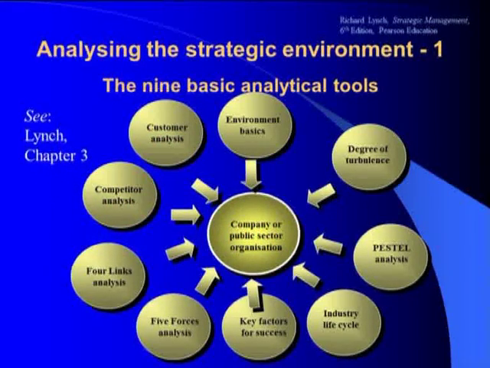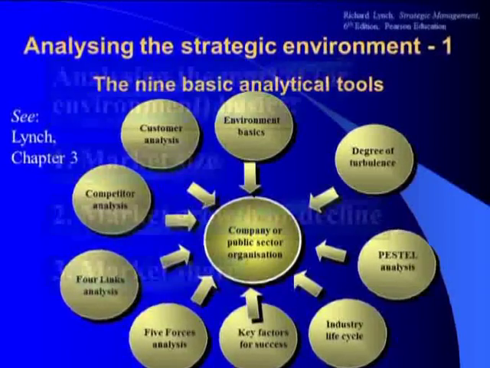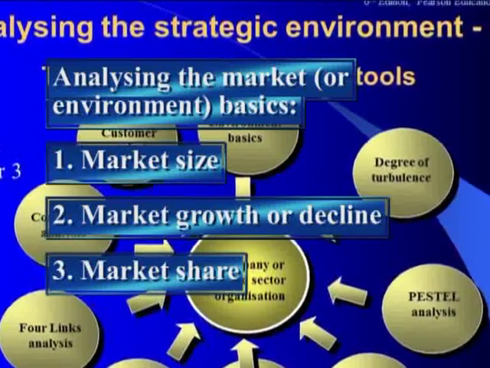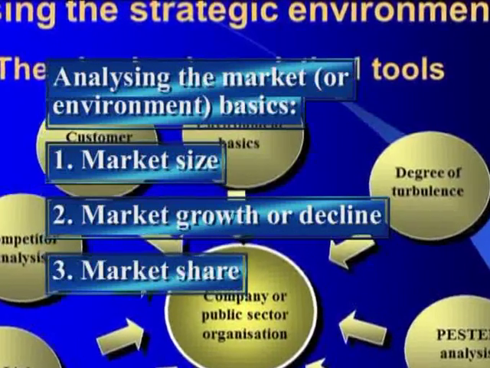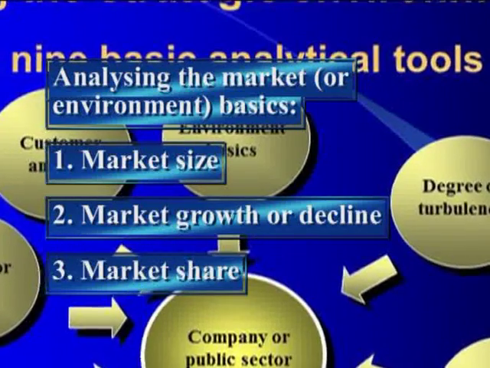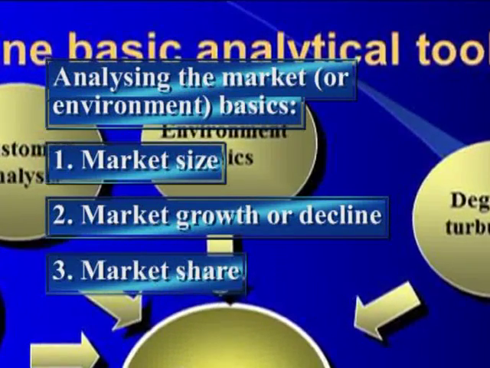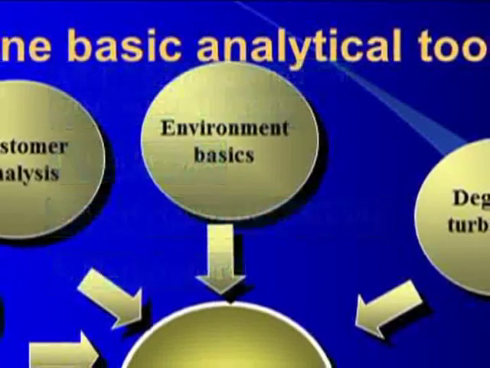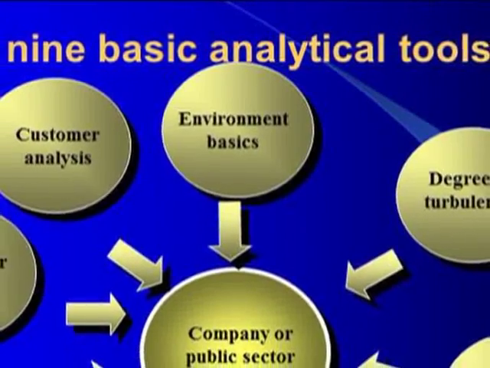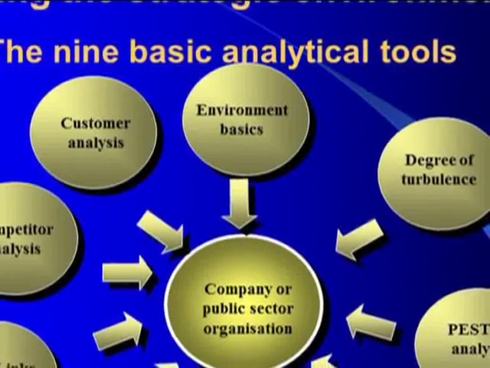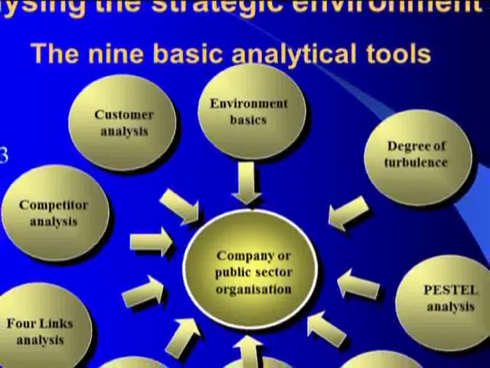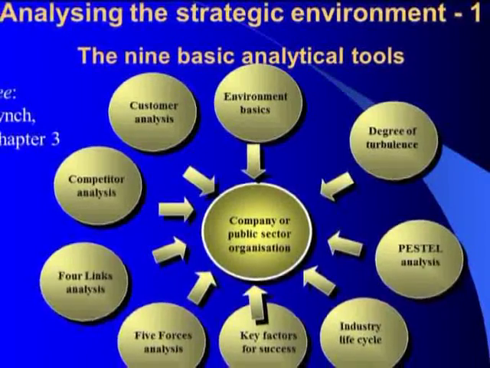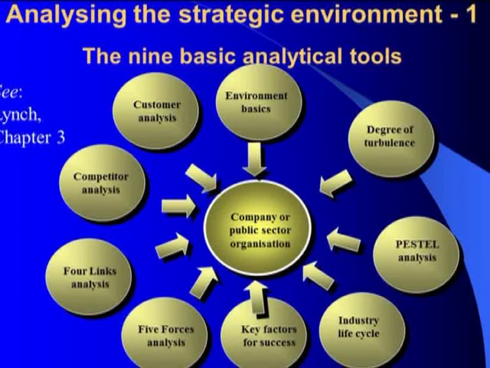The first area for strategic environmental analysis is market basics. This has 3 parts: the size of the market, the growth or decline of the market, and the market share, not only of the company that we are interested in, but also rival companies. In brief, the underpinning logic here is that strategy is more likely to be effective if the company has a large market share and the market is growing. However, this really oversimplifies strategy. There are many effective strategies in other situations.